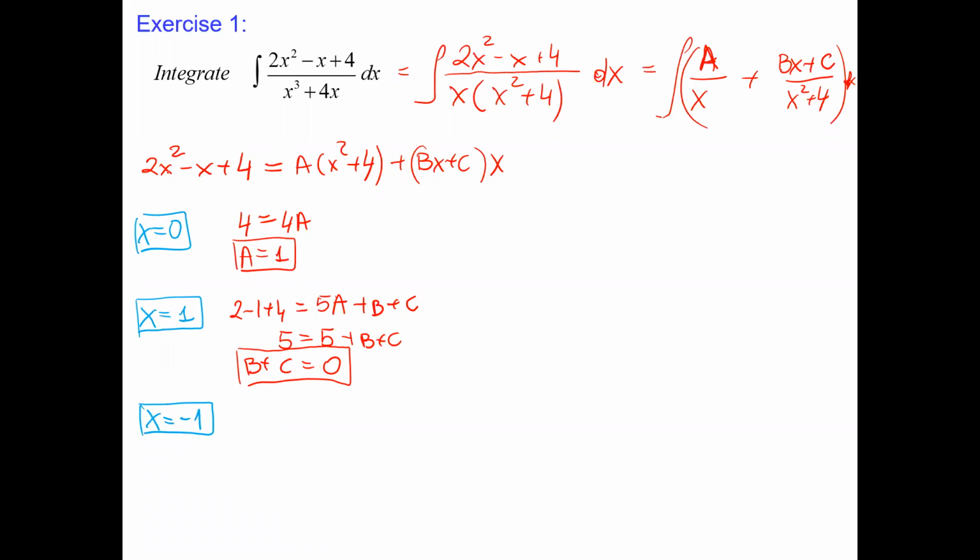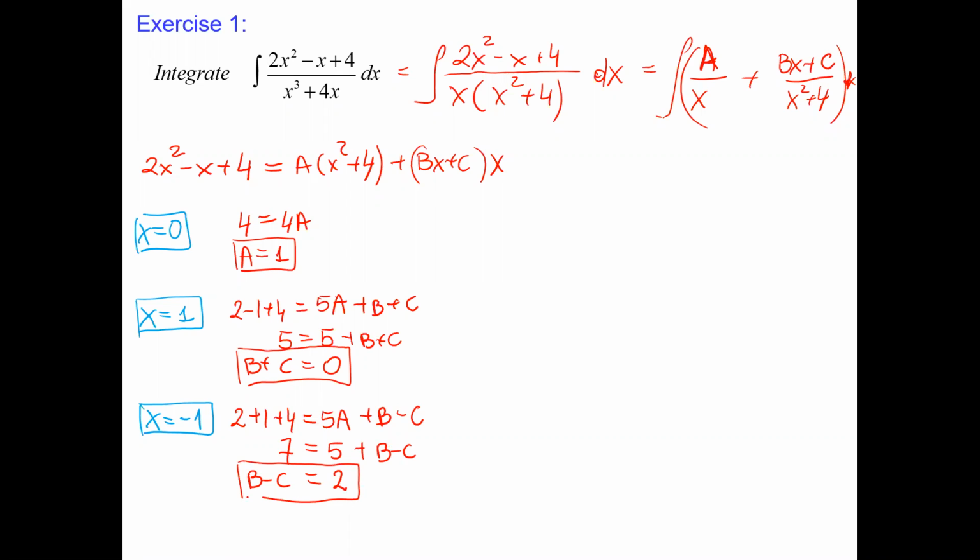Okay, -1 squared is +1. That means we will have 2 plus 1 plus 4. -1 squared is again 1 plus 4 is 5a. Negative times negative b will be positive b, and -1 times c will give me -c. Okay, this one is 7 plus 5 times 1, because a is 1, and b minus c. B minus c equals 2.